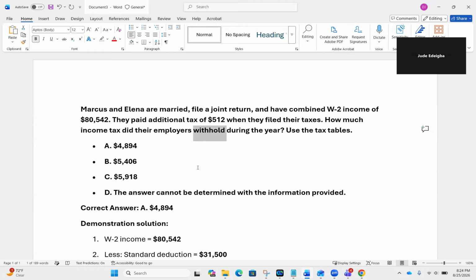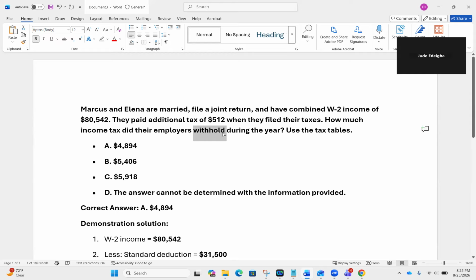I would describe it as money you set aside to pay your tax liability by the end of the financial year, which is typically December 31st. So when you calculate your tax liability at the end of the year, when you determine what your tax liability is, the withholding will be subtracted from your tax liability.